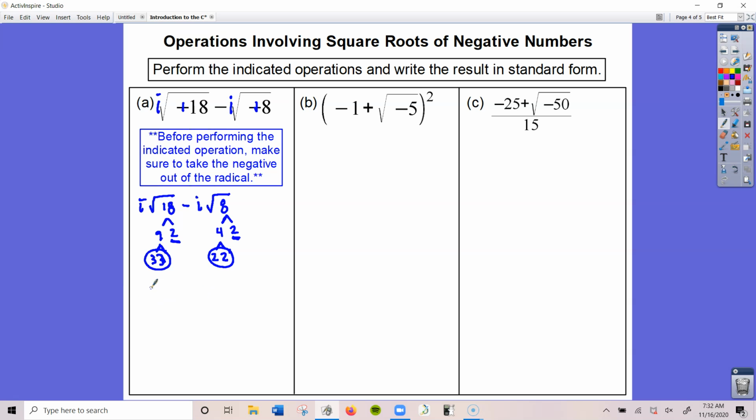So now we're going to rewrite this. Here we have the 3 that's going outside with the i, so 3i square root 2 minus 2i square root 2. Now because these square roots are now the same, I can combine what is outside. So the 3i minus 2i is 1i square root 2. So the square root just kind of tags along. Think about it kind of like a variable, as if you had x. So the square root 2 is just attached to those coefficients.